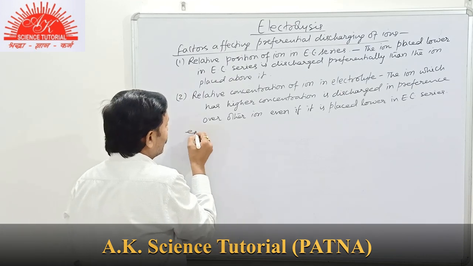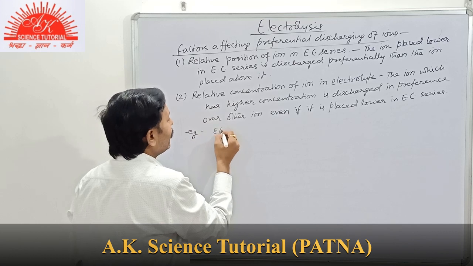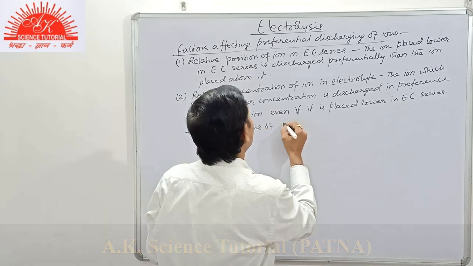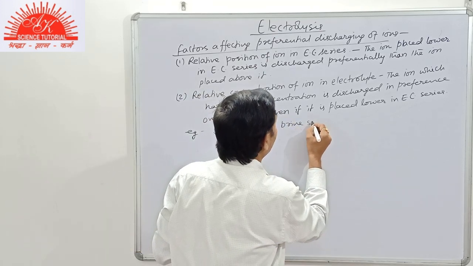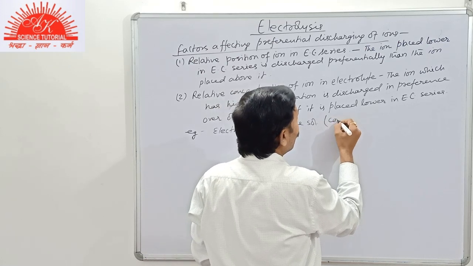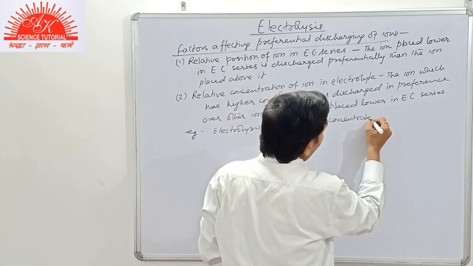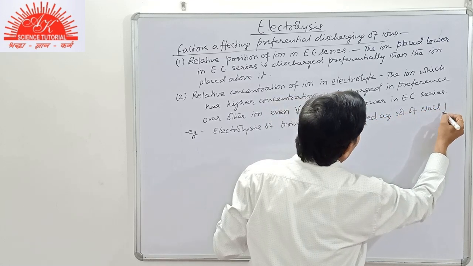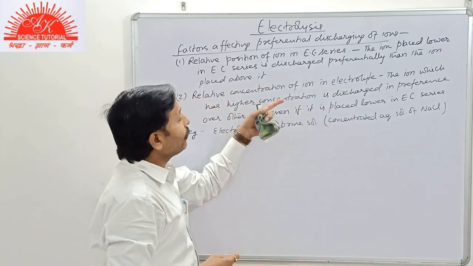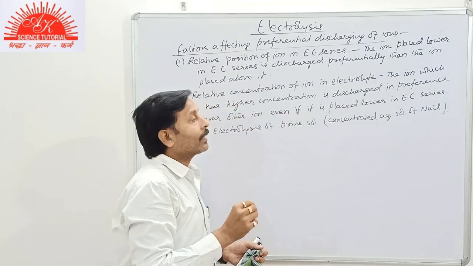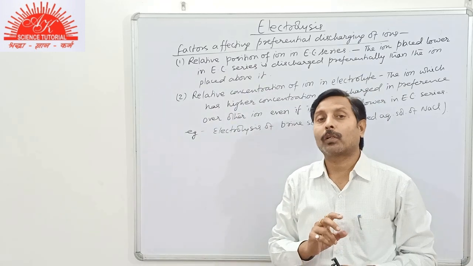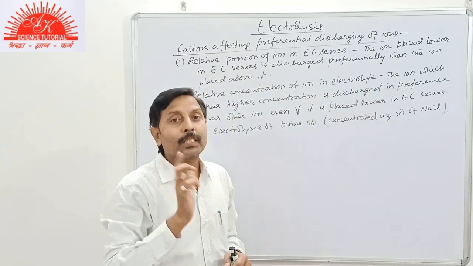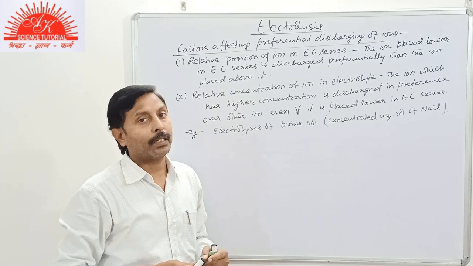Now again you can take an example. Suppose this time we take electrolysis of brine solution. Now the brine is a concentrated aqueous solution of NaCl. In the previous example we studied a dilute aqueous solution of sodium chloride, but this time we have brine solution, that is a concentrated aqueous solution of sodium chloride.